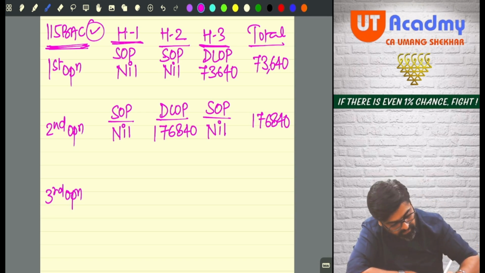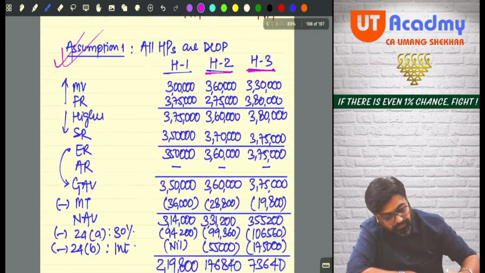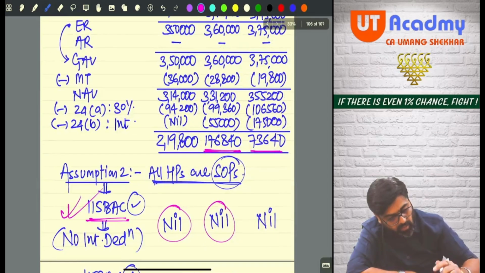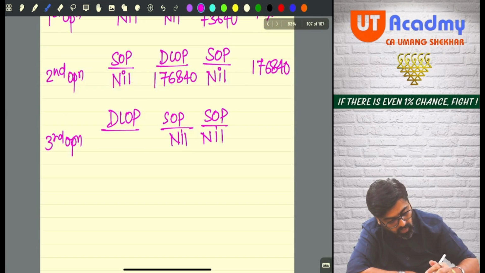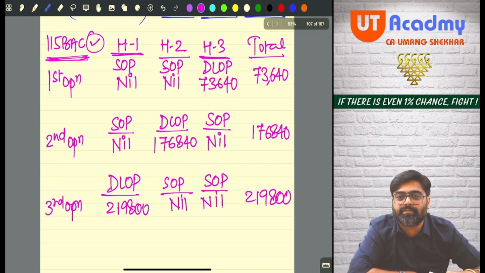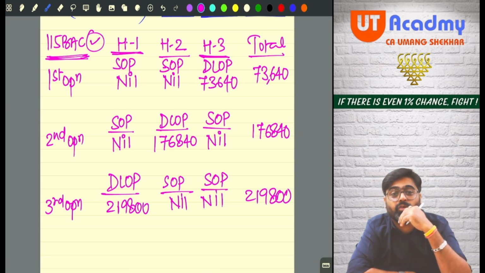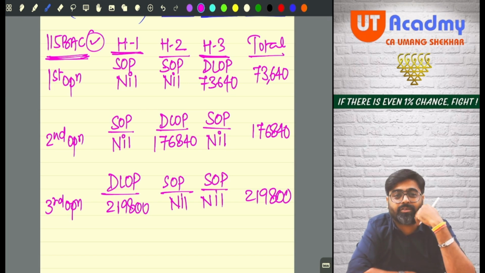What third option am I having? I will now treat this property as SOP and this also as SOP, which will give me nil income only. Yes or no? Then I will have to take this property as DLOP. Now check. If house 1 is taken as DLOP, what is the income? 2,19,800. Then the final income will be 2,19,800. This is the worst option which I can take, because I am going to pay tax on 2,19,800. Option 2 was better than this. Hello? But can I say option 1 is best of all?